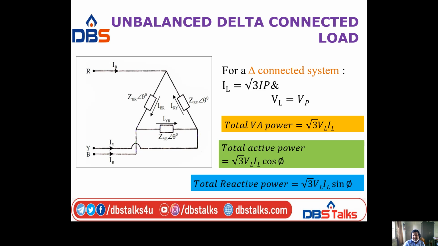Unbalanced delta connection: IL is equal to root 3 I phase and VL is equal to VP. Total apparent power is root 3 VL IL, active power is root 3 VL IL cos phi, and total reactive power is root 3 VL IL sin phi.